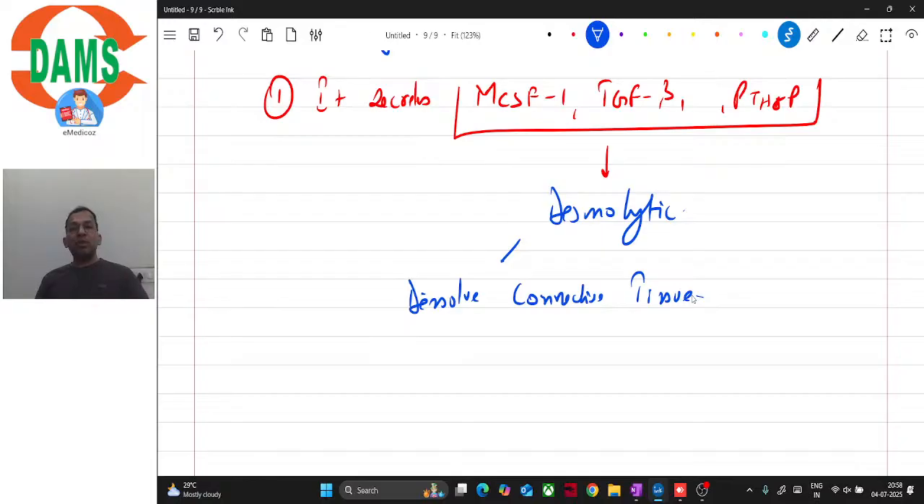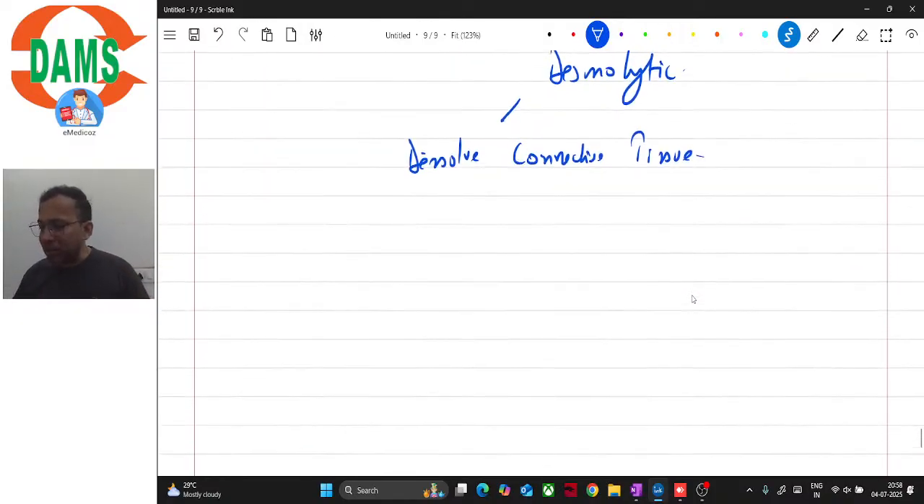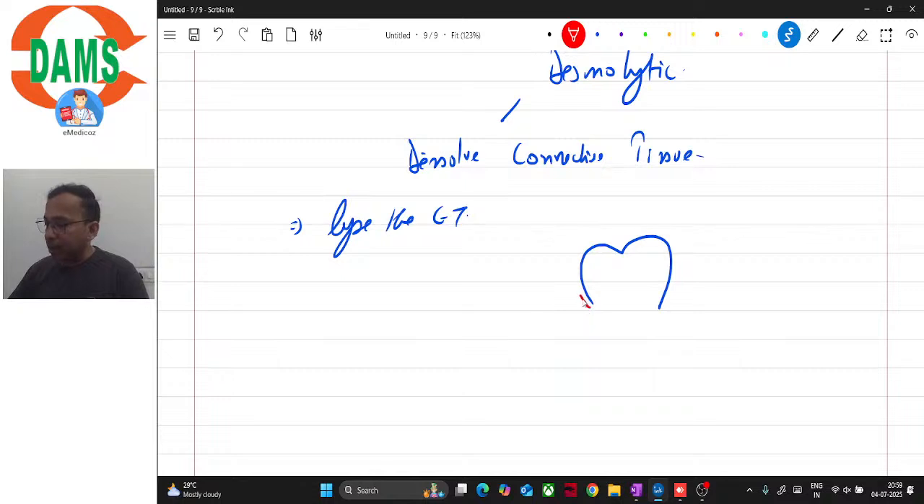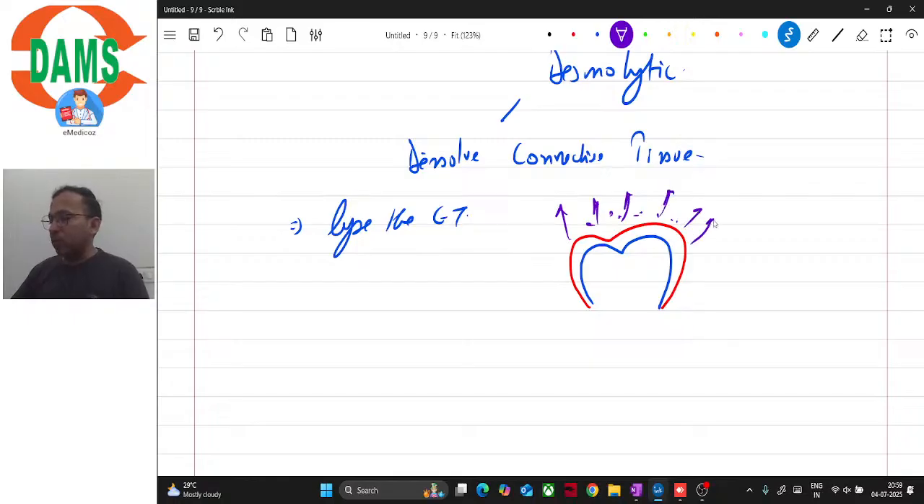And these three factors, what they do is they will lyse the connective tissue surrounding the crown, and thus it helps in eruption of the tooth, isn't it? So basically what these desmolyting enzymes do, they will lyse the connective tissue. So if this is the crown, and let's say this is the reduced enamel epithelium, then it will secrete these factors in the connective tissue, and what they'll do is they will dissolve the adjacent connective tissue and help in eruption of the tooth, right? They will lyse the connective tissue and help in eruption.